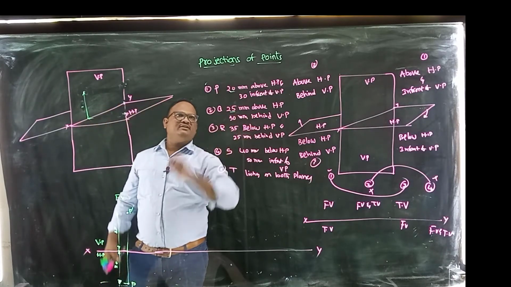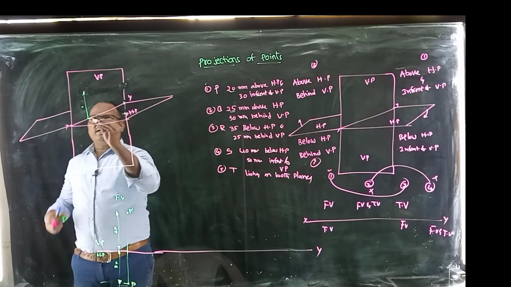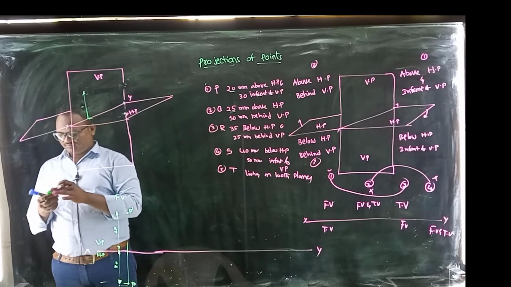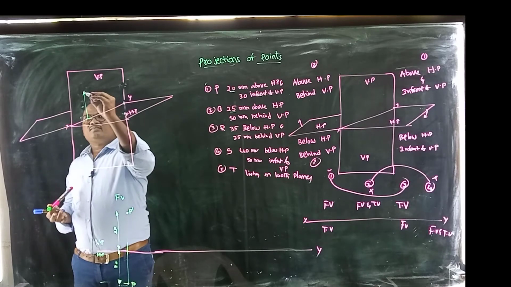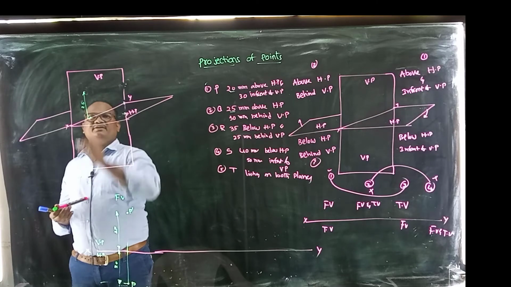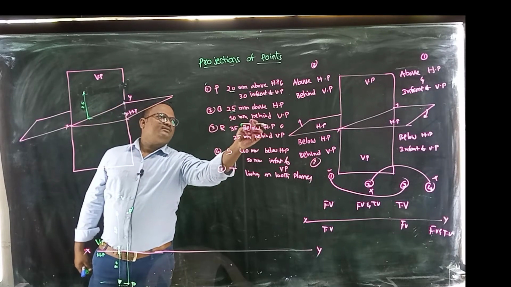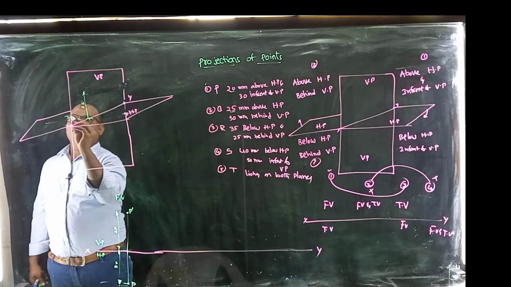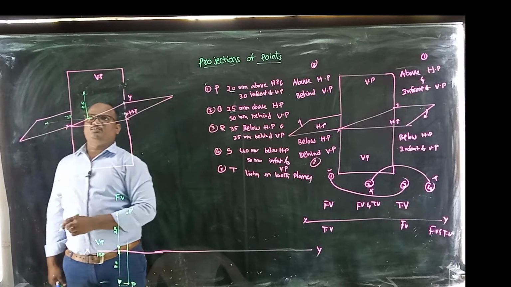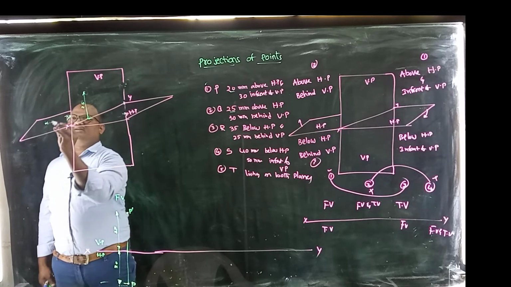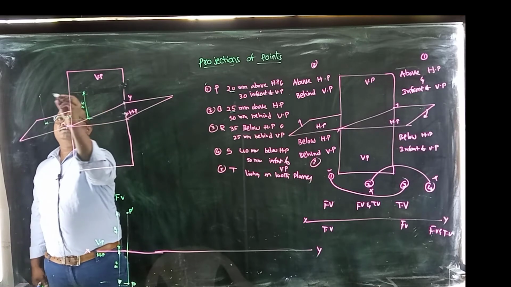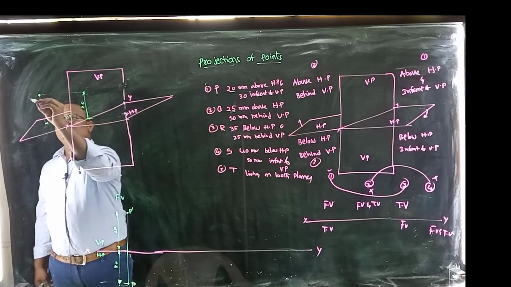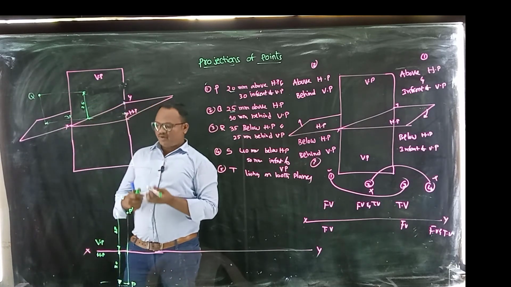Above HP how much is given? 25 mm. That's why, somewhere mark 25 mm here. Next, 30 mm behind. This is behind 30 mm. So here we will get 1 point. So join vertical and horizontal. These two lines coincide here. This is the point Q, capital Q.